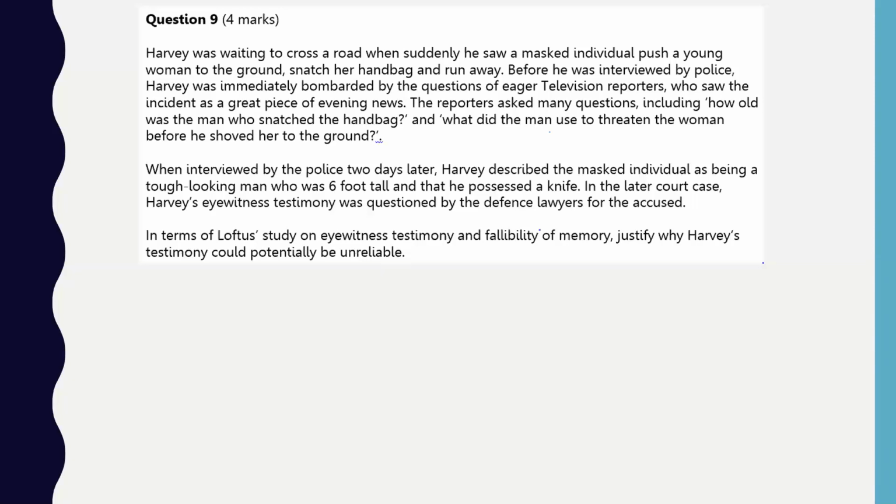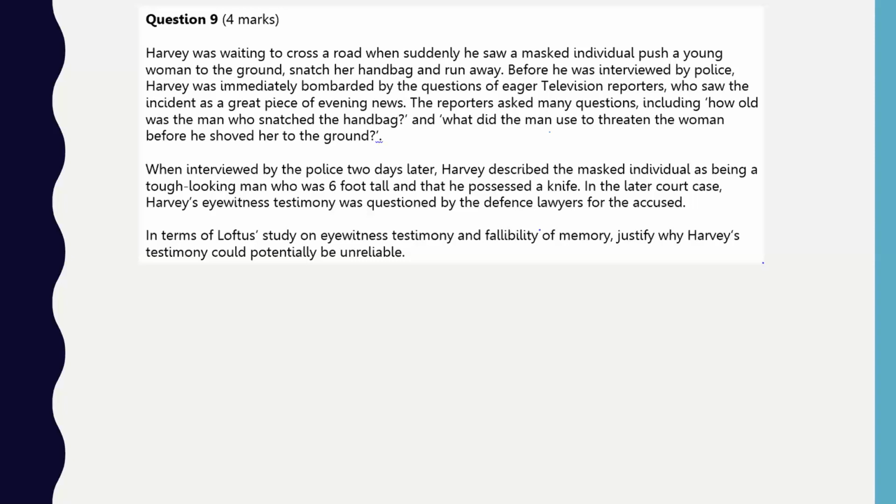So Harvey was waiting to cross the road when suddenly he saw a masked individual push a young woman to the ground, snatch her handbag and run away. Before he was interviewed by police, Harvey was immediately bombarded by the questions of eager television reporters who saw the incident as a great piece of evening news. The reporters asked many questions, including how old was the man who snatched the handbag, and what did the man use to threaten the woman before he shoved her to the ground. When interviewed by the police 2 days later, Harvey described the masked individual as being a tough-looking man who was 6 foot tall and that he possessed a knife.